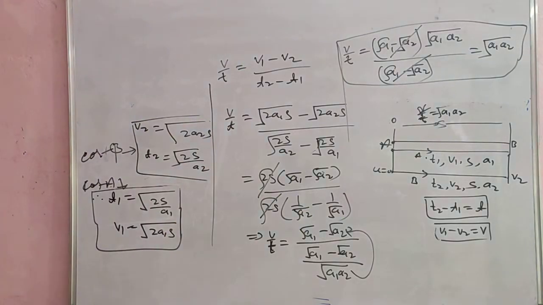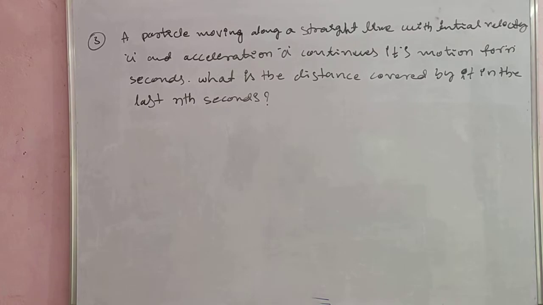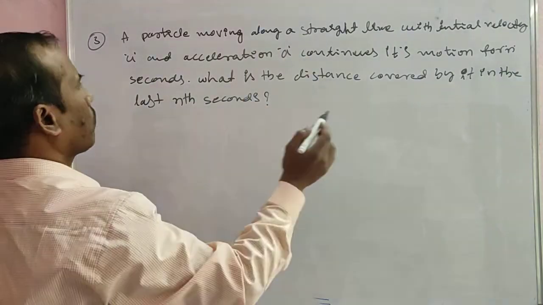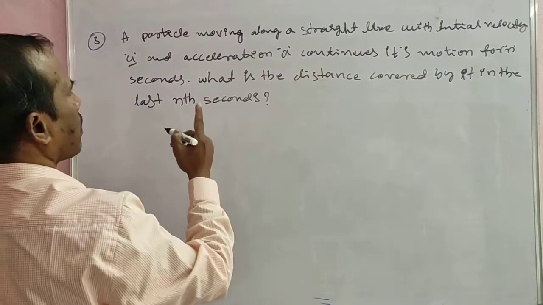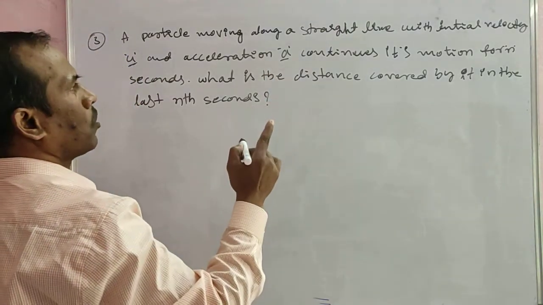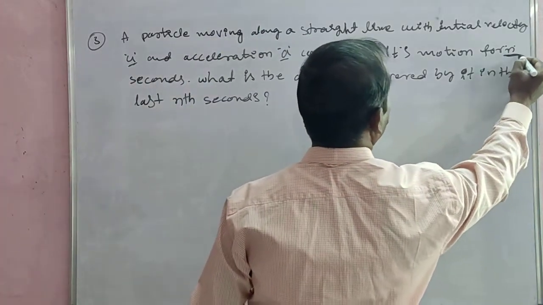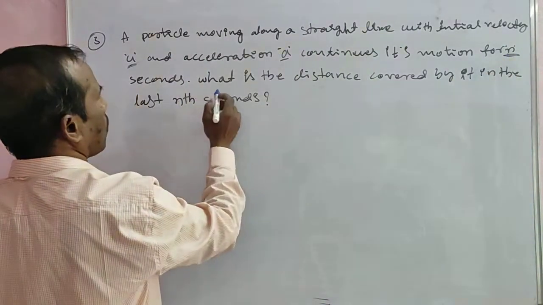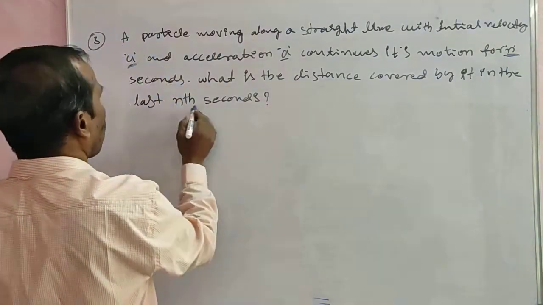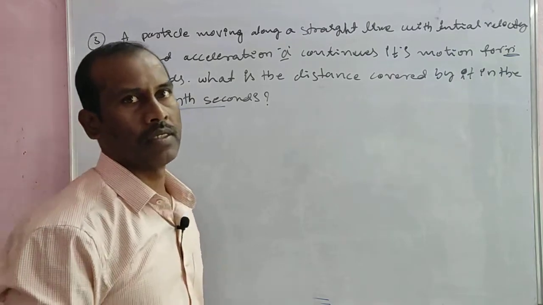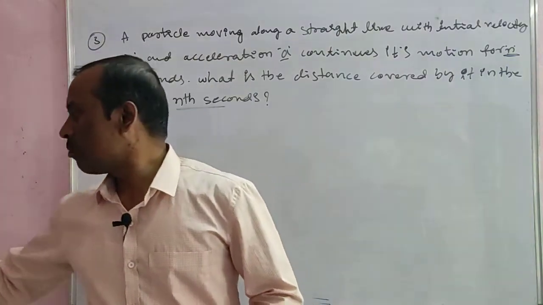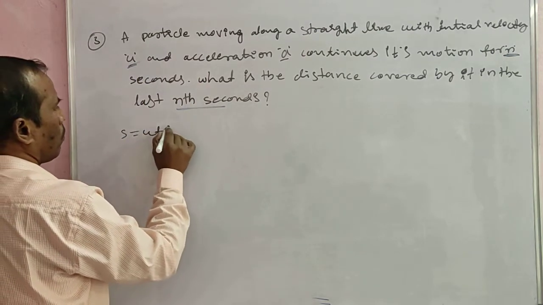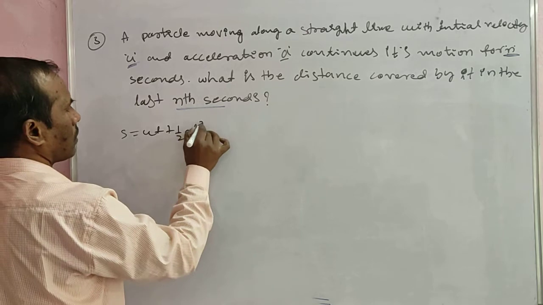Next question, very simple. A particle moving along a straight line with initial velocity u and acceleration a continues its motion for n seconds. What is the distance covered by it in the last nth second? First of all, the second equation of motion: s is equal to ut plus half at square, the second kinematic equation.